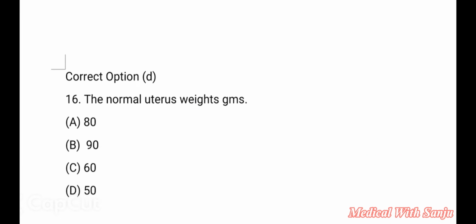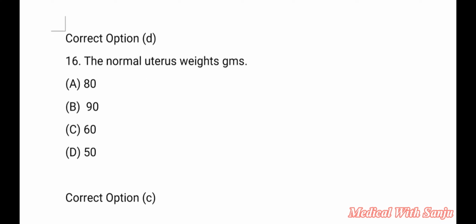Question number 16. The normal uterus weight in grams. Option A, 80. Option B, 90. Option C, 60. And option D, 50. Option C is the right answer. The weight of a uterus is 60 grams. But in pregnancy, its weight increases to 900 to 1000.